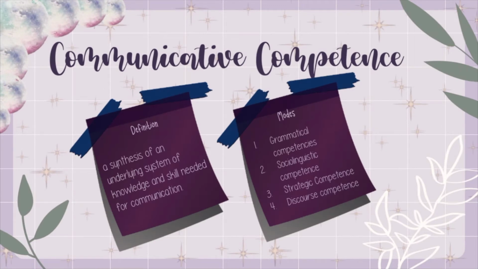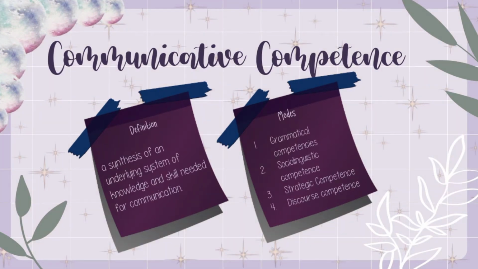Canale and Swain of 1980 defined communicative competence as a synthesis of an underlying system of knowledge and skill needed for communication. This view agreed with Hymes and others that communicative competence includes various competencies. Knowledge here refers to one's knowledge of the various aspects of language and language use, while skill refers to how one can use the knowledge in actual communication.